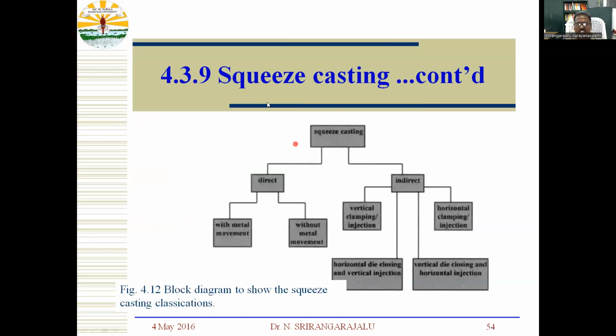The steps in squeeze casting are: direct method, with metal movement and without metal movement, and indirect method, including vertical clamping injection, horizontal clamping injection, horizontal die closing with vertical injection, and vertical die closing with horizontal injection. This block diagram shows the squeeze casting classifications.